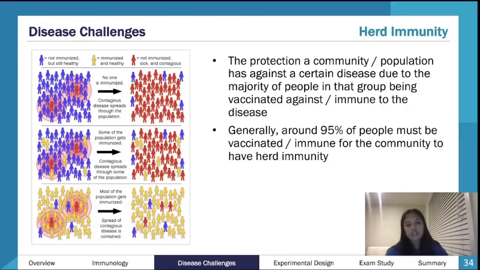It's the protection that the rest of the population gives to those who aren't able to be vaccinated, due to the rest of the population being vaccinated. So hopefully that makes sense. And it's obviously very helpful in containing and almost like eradicating diseases as well.